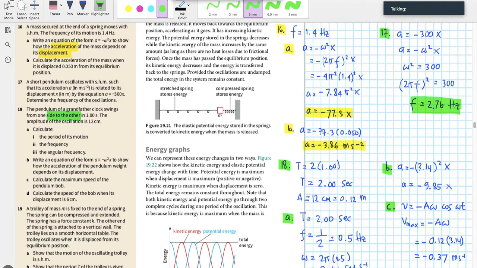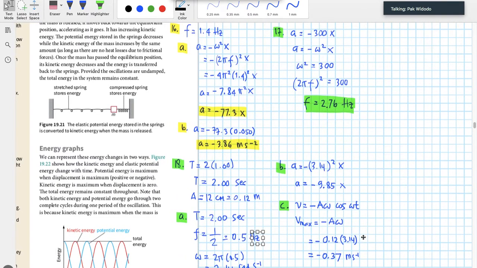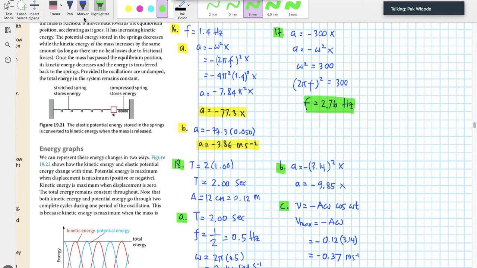Now calculate the speed of the bob when its displacement is 6 centimeters. Okay, I will close the question. I need space for the next answer. Bapak kira kalian ada itunya soalnya. Here when x equals 6 centimeters, so v equals what?